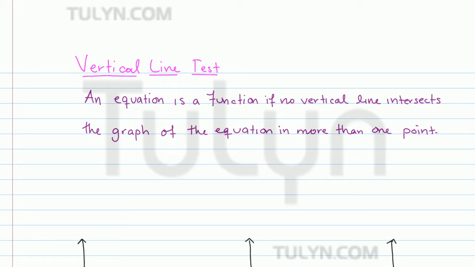The vertical line test is a method that we use to determine whether the graph of an equation is a function or not. The vertical line test states that an equation is a function if no vertical line intersects the graph of the equation in more than one point.